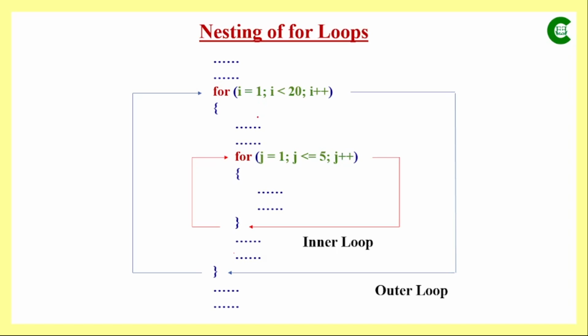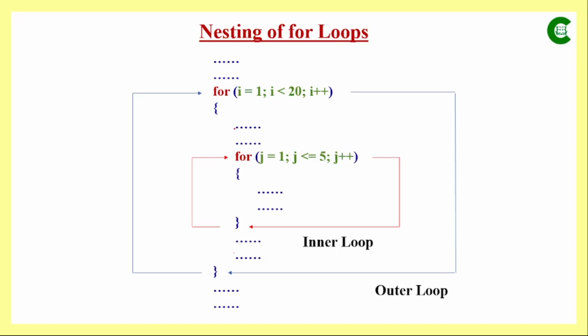Now how will these two for loops work? When the program control, after executing all these lines, comes to the outer for statement, this counter will be initialized with the value 1, and then it will check whether i is less than 20 or not. Since i is 1, and 1 is less than 20, it will decide to execute the body of the loop. It will not terminate the loop.